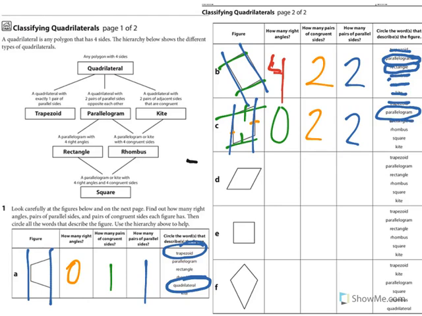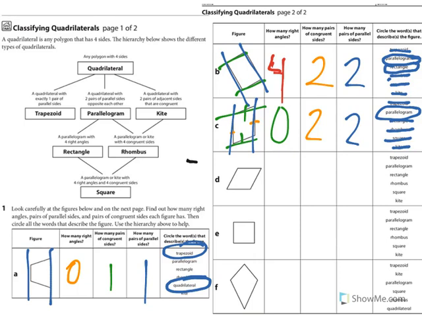Could it be a rectangle? No right angles, can't be. Could it be a rhombus? No, the sides aren't all equal. Could it be a square? No right angles, couldn't be. Could it be a kite? No, it doesn't have the two pairs of adjacent sides that are congruent. So, the only thing I could name C is a parallelogram. Let's take a look at D.